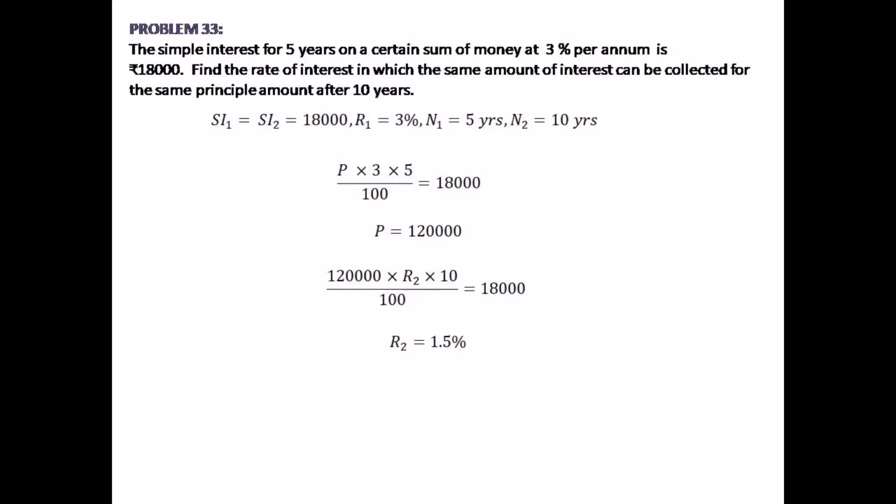R1 equals 3%. N1 equals 5 years. N2 equals 10 years. P into 3 into 5 by 100 equals 18,000. On solving we get P equals 1,20,000. Now 1,20,000 into R2 into 10 by 100 equals 18,000. R2 equals 1.5%.